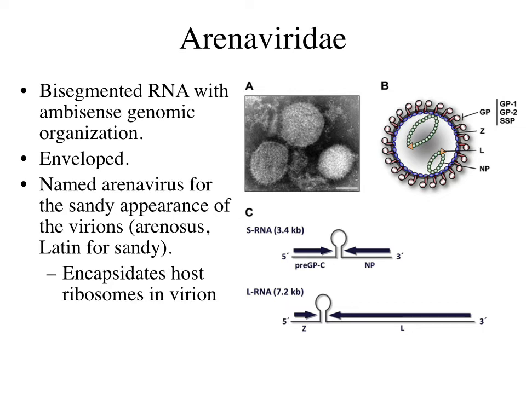Arenaviruses contain a bisegmented negative strand genome composed of the small RNA segment and the large RNA segment. Each RNA segment encodes two viral proteins in ambisense orientation, and we'll go back over what ambisense orientation means in a couple of slides. The open reading frames are separated by intergenic regions with hairpin loops.